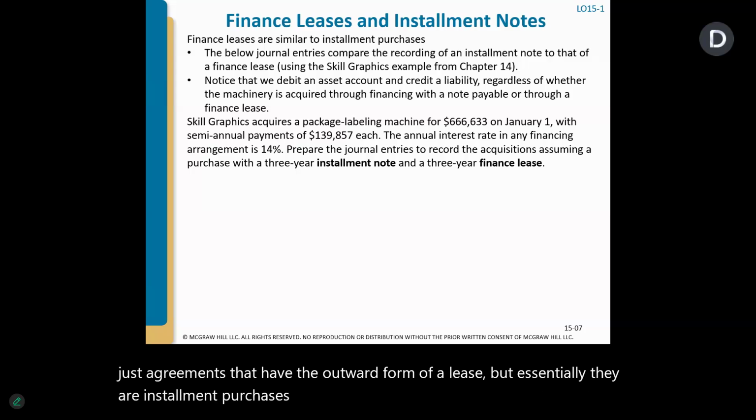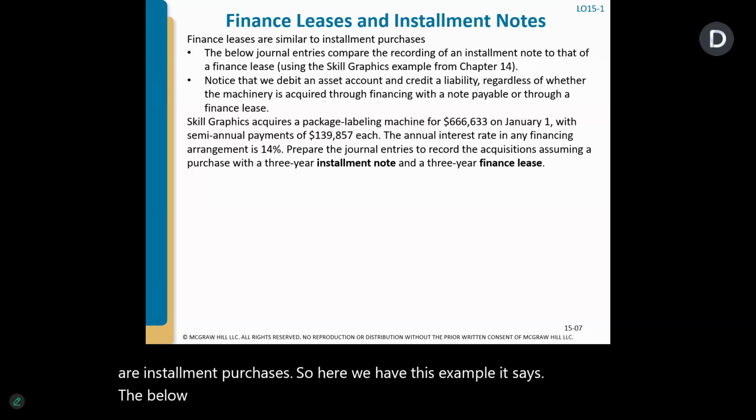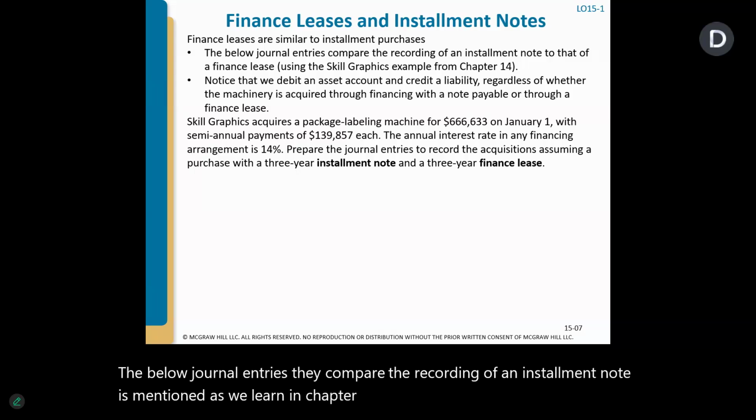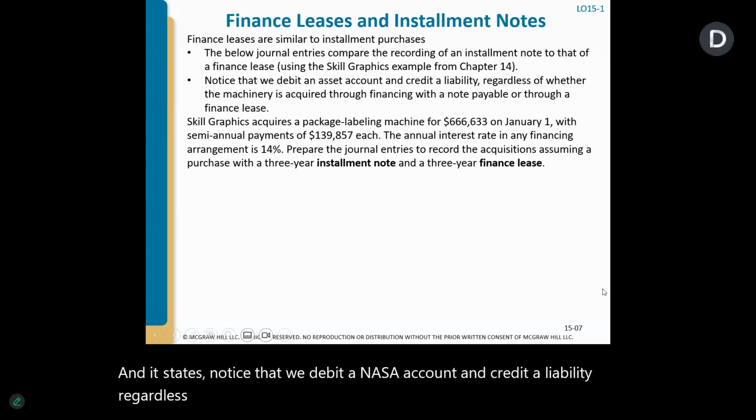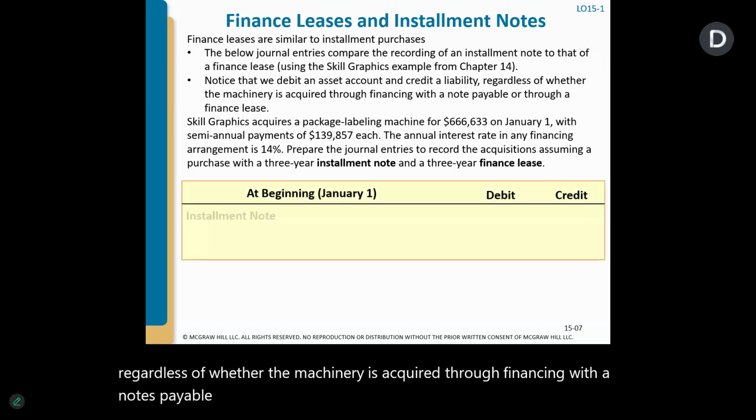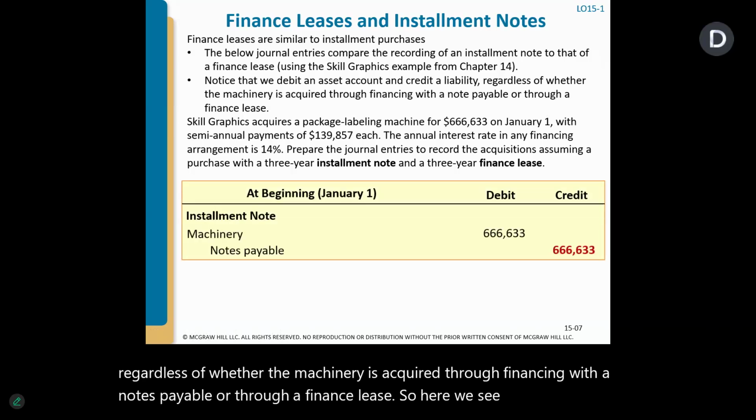So here we have this example. It says, the below journal entries compare the recording of an installment note. As mentioned, that's what we learned in chapter 14. And it states, notice that we debit an asset account and credit a liability, regardless of whether the machinery is acquired through financing with a notes payable or through a finance lease. So here we see the journal entry.